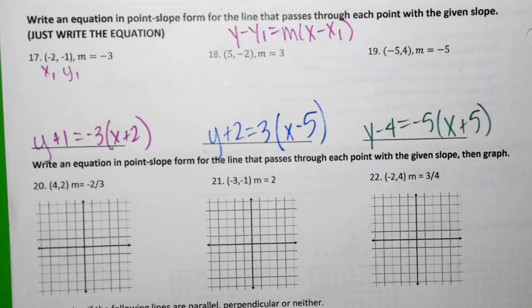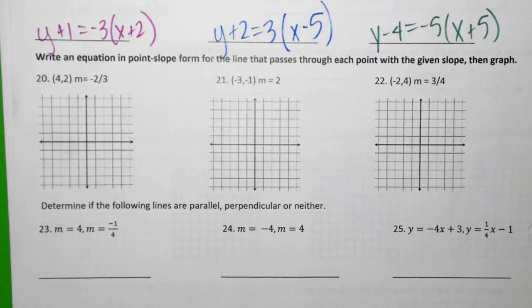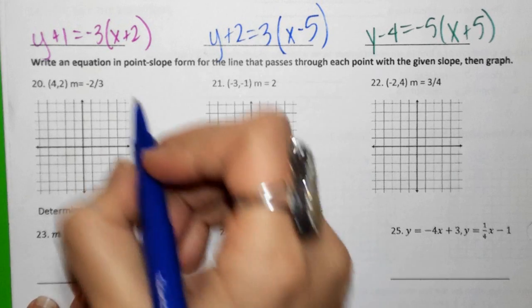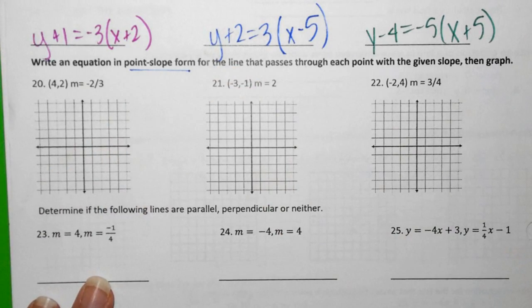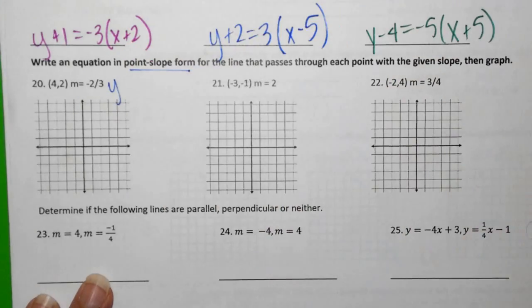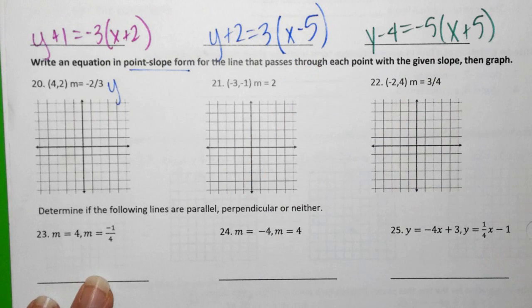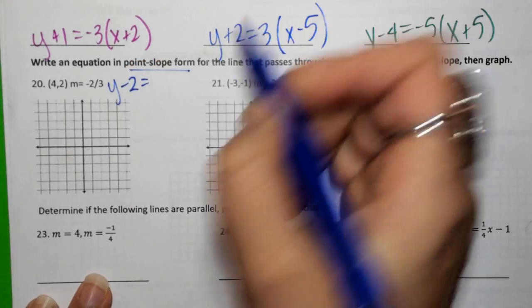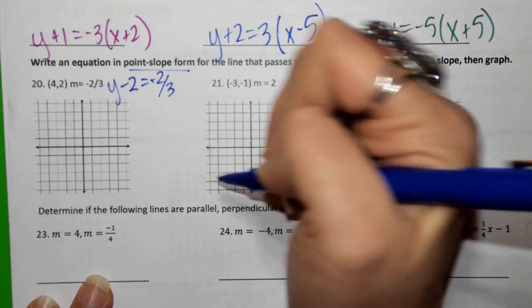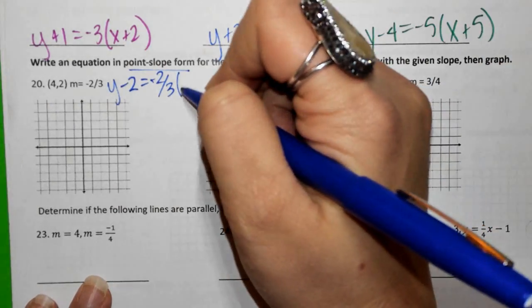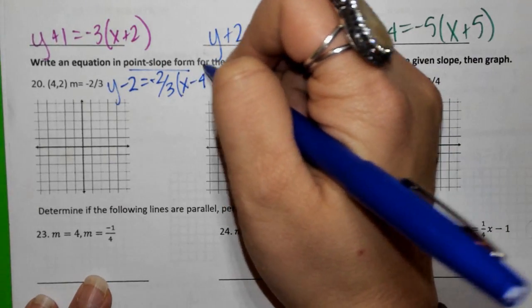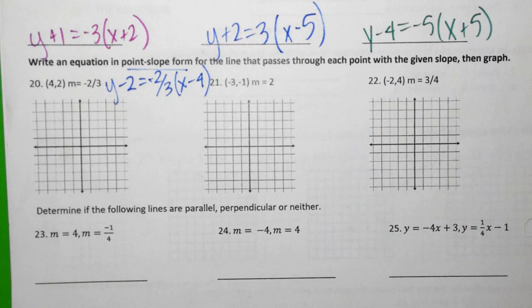All right. 20 through 22, we have to write the equation and then graph it. So, who thinks they can do 20? All right, Ashley. No, I want you to write the equation first in point slope form. y minus 4 plus... minus 2 equals negative 2/3 times x minus 4. Good job. Take a point.